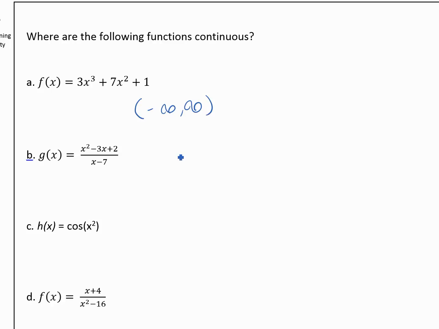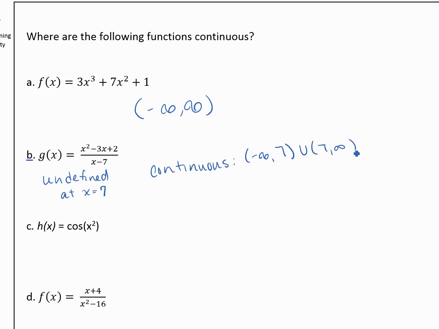G here we have x squared minus 3x plus 2 over x minus 7. And this is a rational function. So it's a polynomial divided by a polynomial. And we know that both of those would be continuous. But what we have to be careful of here is where it's undefined. And we know that g of x is undefined at x equals 7, where the denominator is equal to 0. So we're continuous everywhere except for 7. Everywhere we're defined. So negative infinity up to 7, and from 7 to infinity.